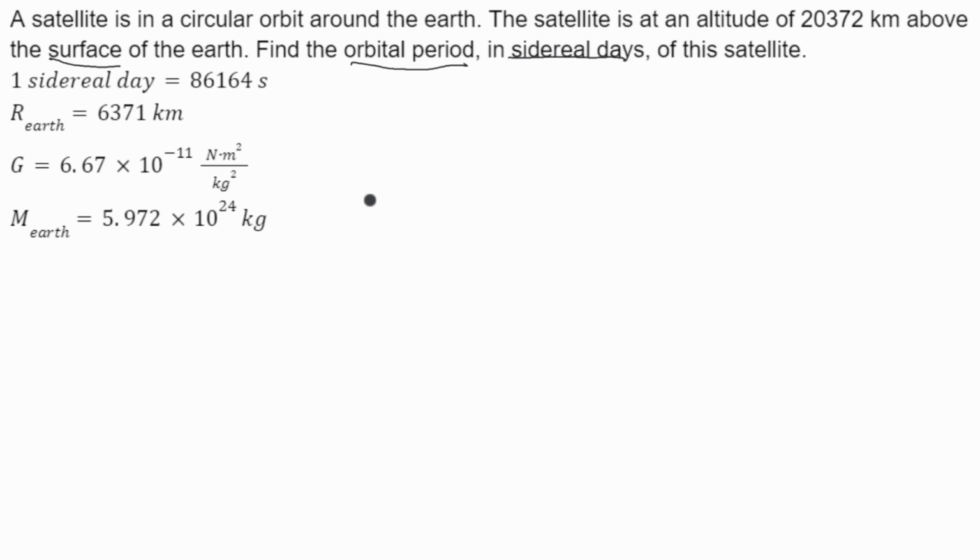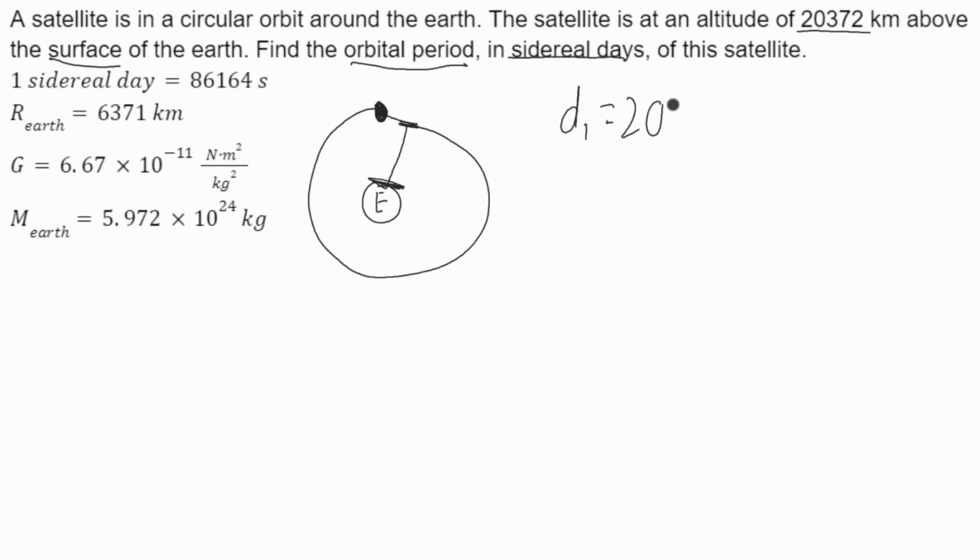Well, I'll start by drawing a picture. This will be the Earth. I'll call this E. And this will be the satellite that goes around the Earth. So this satellite is at a height from the surface of the Earth, and this is 20,372 kilometers. So I'll just call this D1.